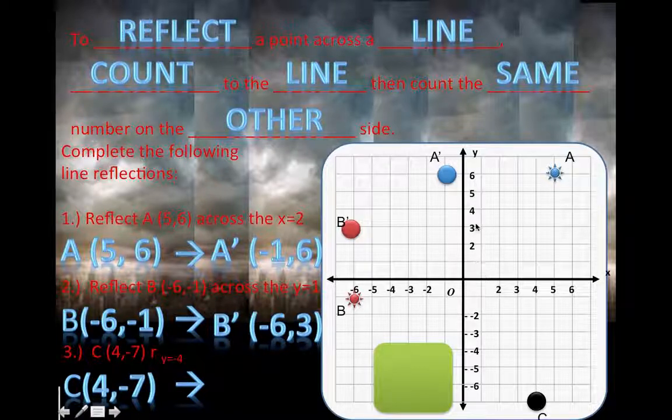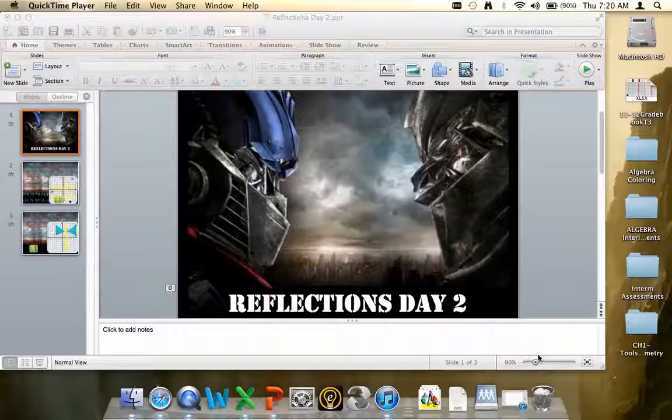So again, we're going to find negative 4 on the y-axis, which is right down here. And it'll be the line that cuts straight across at negative 4. We're going to count how many spaces from this point to the line. So we count 1, 2, 3 spaces to the line. And then we count, oh, should not have done that.